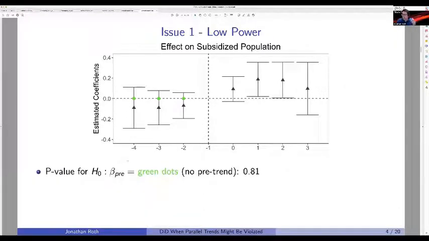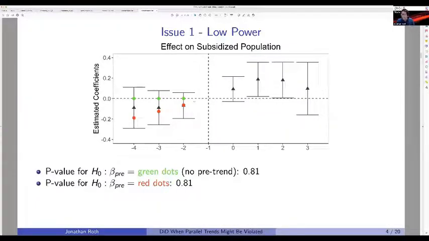And indeed, if I run a formal F-test of that hypothesis, that these 3 estimated coefficients are actually all equal to these green dots in the population, I get a p-value of 0.81. So by any conventional metric, I can't reject the null hypothesis that in the pre-treatment period, these groups were exactly parallel, which would be good for the plausibility of the parallel trends assumption in the post-treatment period.